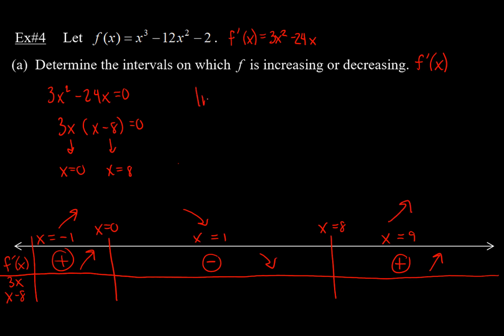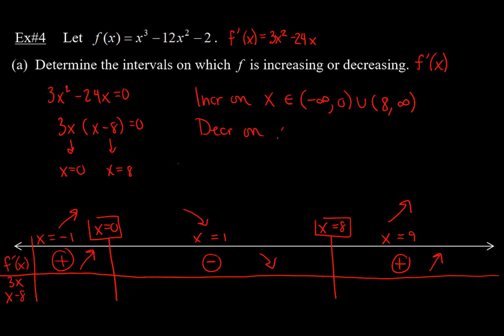All right, so I'm going to say that it's increasing as x goes from negative infinity to 0, and then from 8 to positive infinity, because these are my critical numbers. And then it's decreasing on that middle interval, as x goes from 0 to 8. Let me fix my notation. That element sign should not look too much like an E. It kind of is an E, but it's a modified E.